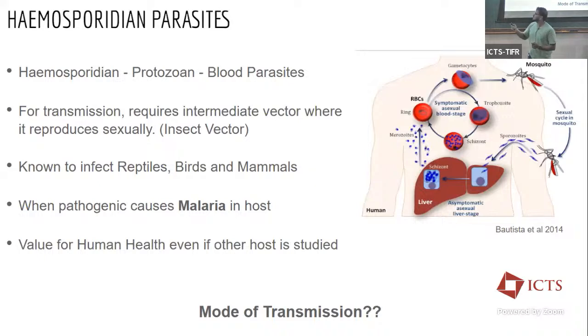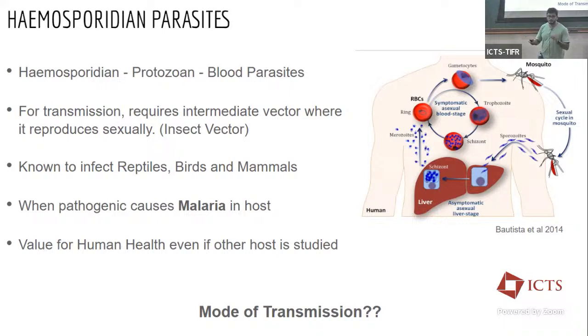So what is malaria or these hemosporidians? They are protozoan blood parasites. For transmission, they require an intermediate vector host, and that's an obligate vector. It's a must. There won't be any transmission between hosts if the vector is completely absent. These vectors are almost always insect vectors, but different vectors, different taxa among insects, the dipterans, exist for different parasites. They are known to infect reptiles, birds, and humans, all of us.